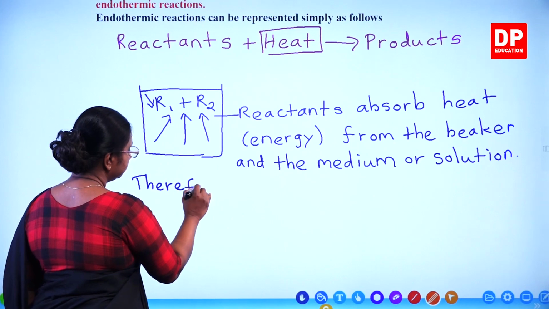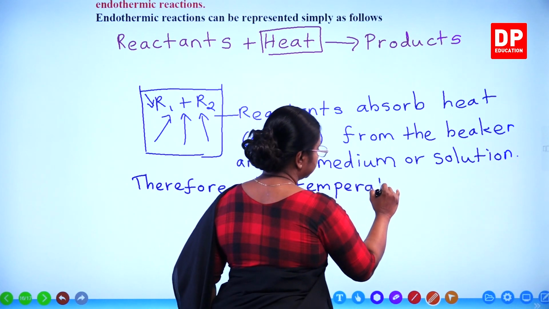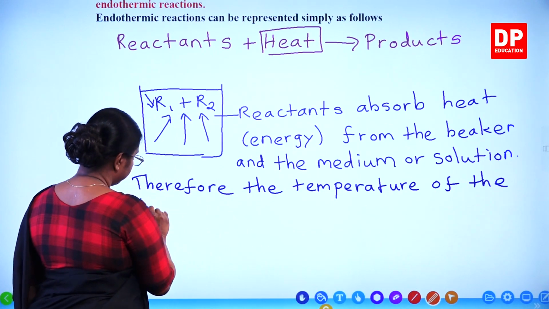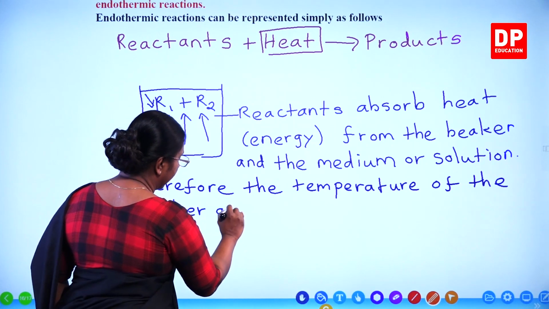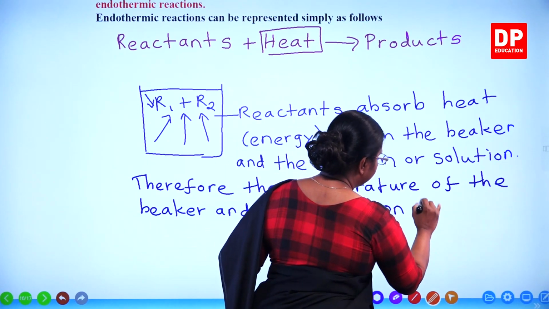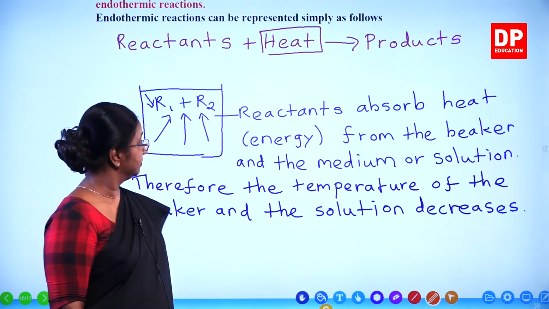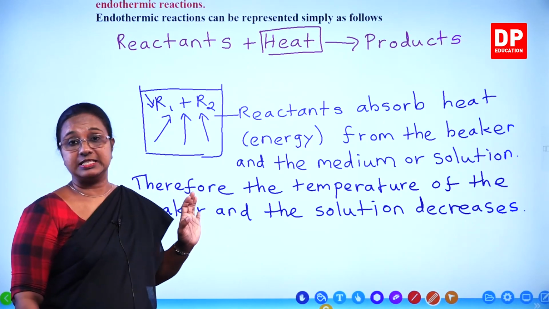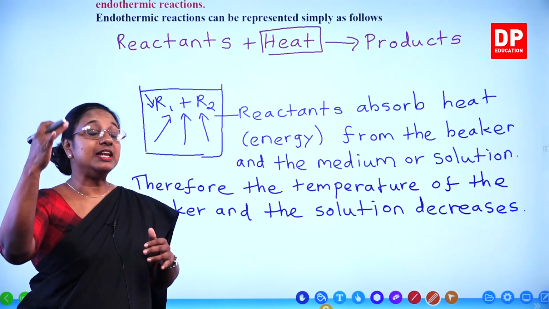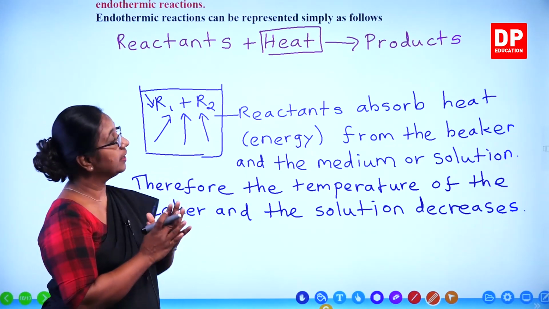Therefore, the temperature of the beaker and the solution decreases. So that is what happens here. Because the reactants absorb heat from the solution as well as the beaker. When you touch the beaker, you can feel it becoming cool, and you saw that the temperature decreases because the heat was absorbed, and they form the products.